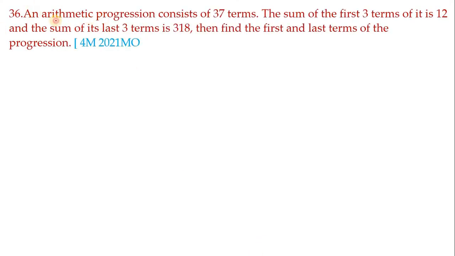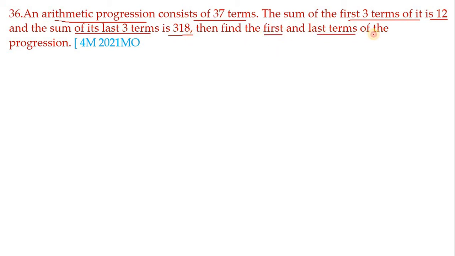Next, let us move on to another problem. An arithmetic progression consists of 37 terms. The sum of the first 3 terms of it is 12 and the sum of the last 3 terms is 318.